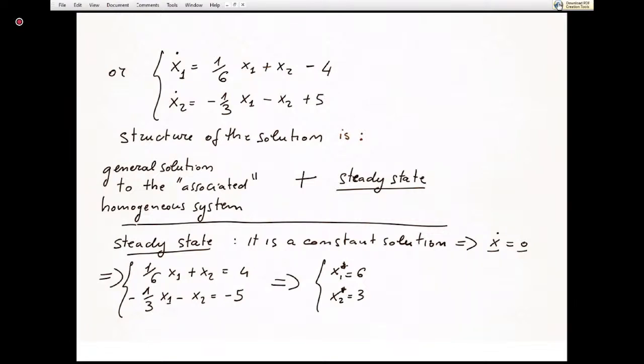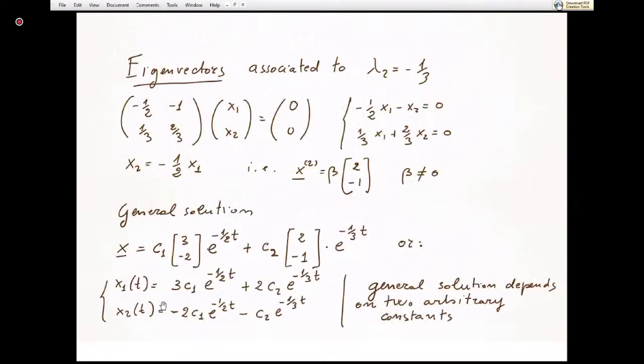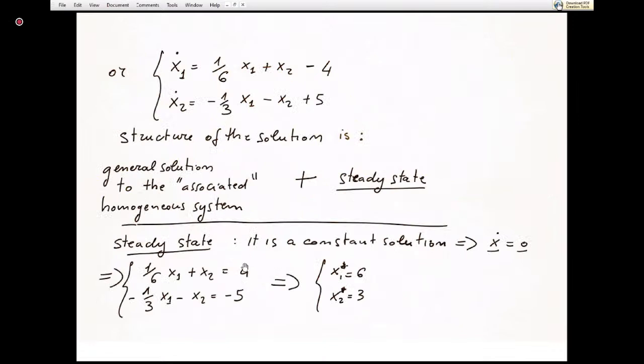So it's easy to find the general solution to this system because it is the sum of the general solution to the associated homogeneous system, which we already know. It is this one. Okay? Plus the steady state. The steady state is the constant solution to this system.